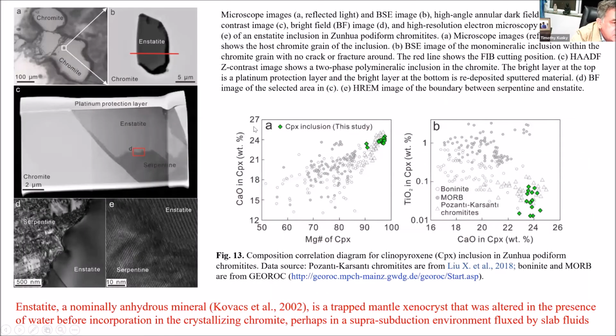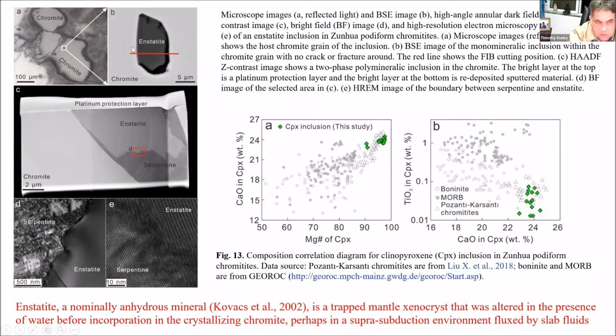So we look at other things. So here's the chromite again. We have other things. I can't see my whole screen for some reason. But enstatite, which is normally anhydrous, nominally anhydrous, the enstatite inclusion, look, see the dark rim again? What's happening here? It's being altered to serpentinite inside the chromite.